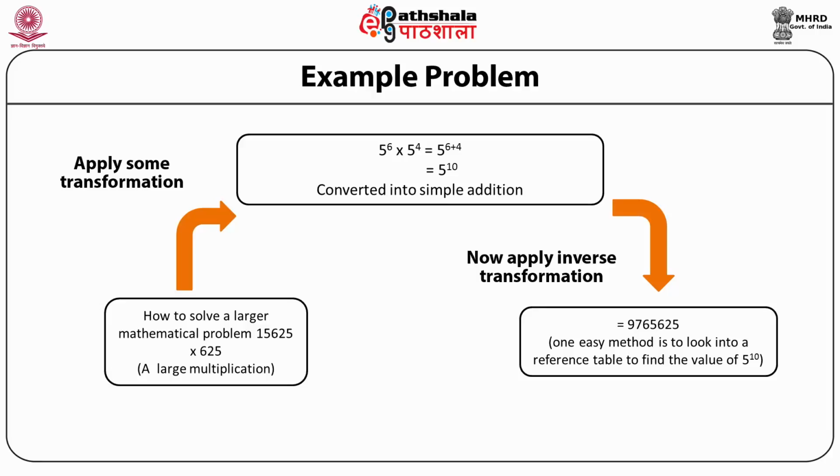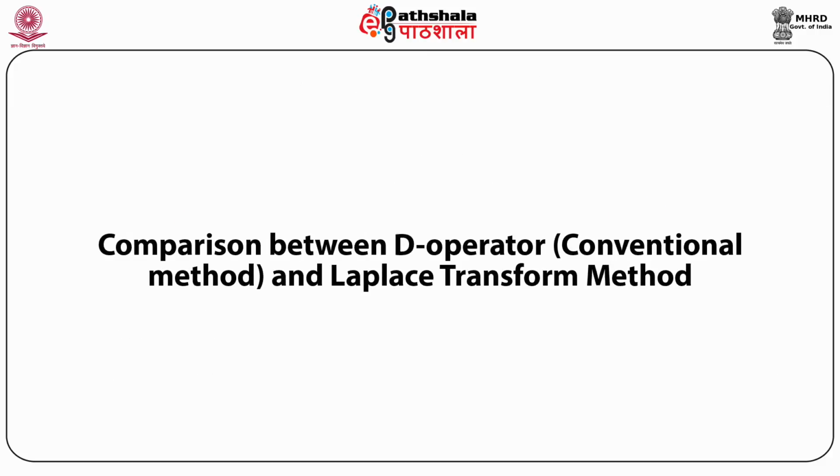So what we do, we go from one platform or one space to another space, and then we have some charts to see the correlation. Once we have a correlation, we just bring it back to the original space. Now 5 power 10, if you look at the chart, then you might just find out that the value is 9765625. Let us compare between a D operator, which is the conventional method to solve a differential equation, and Laplace transform.